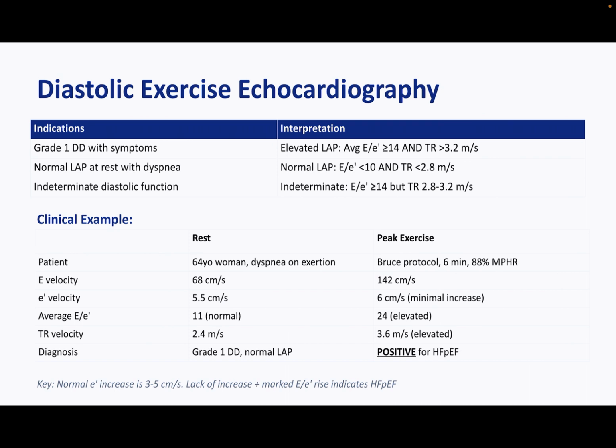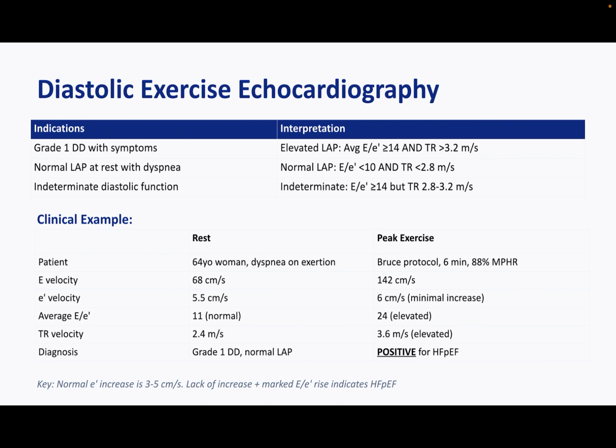Interpretation framework. Elevated left atrial pressure, average E to E prime greater than 14 and TR velocity greater than 3.2, is positive for heart failure with preserved EF. Normal left atrial pressure, E to E prime less than 10 and TR velocity less than 2.8, heart failure with preserved EF is unlikely.